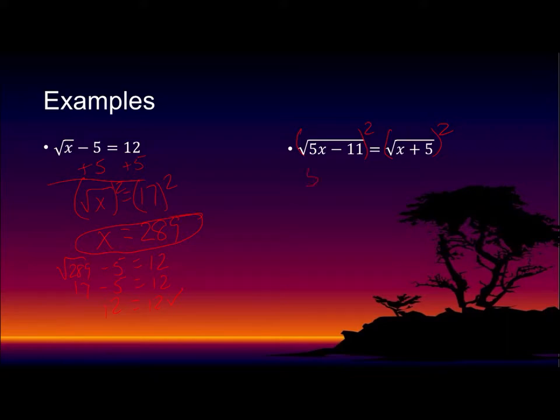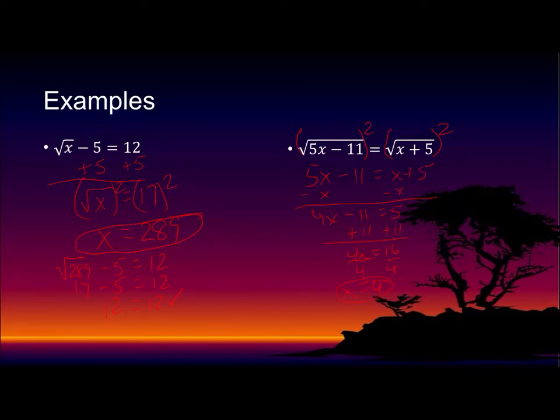So we end up with 5x minus 11 equals x plus 5. The x is the smaller one, so I'll take care of that one first and bring it over. So I have 4x minus 11 equals 5. We'll add 11 to both sides to give me 4x equal to 16. And we divide by 4 to get x equal to 4.